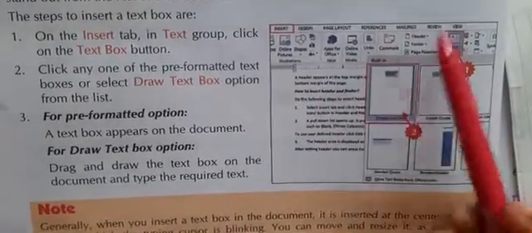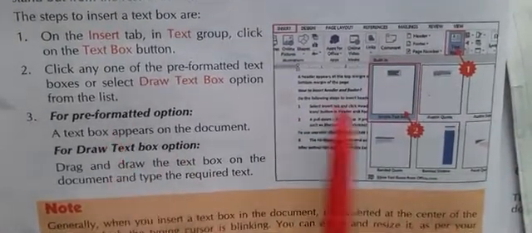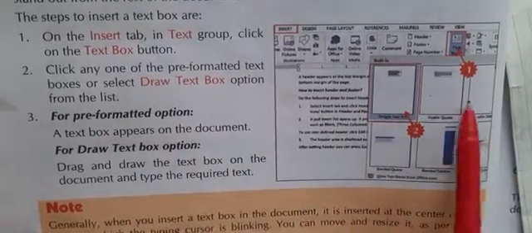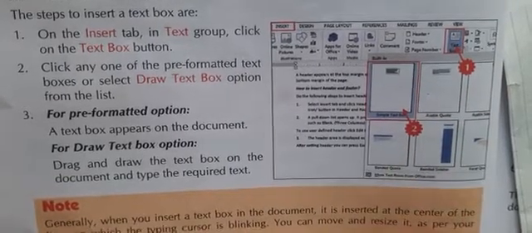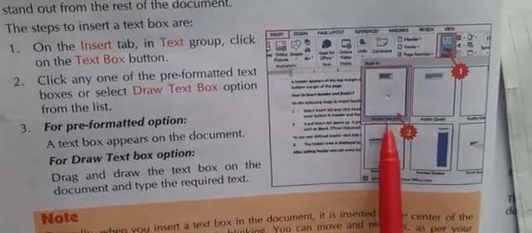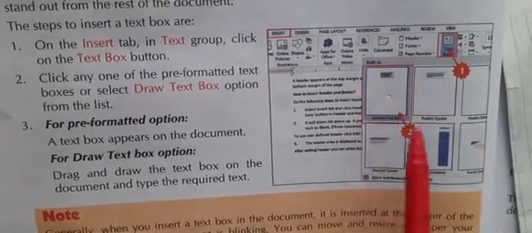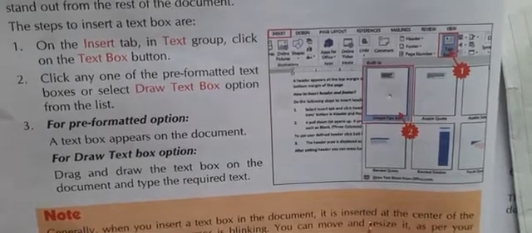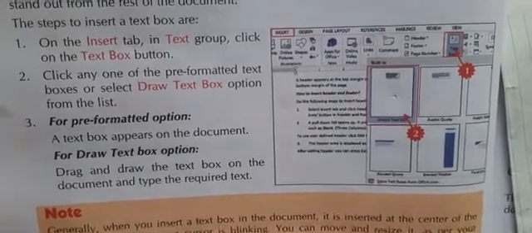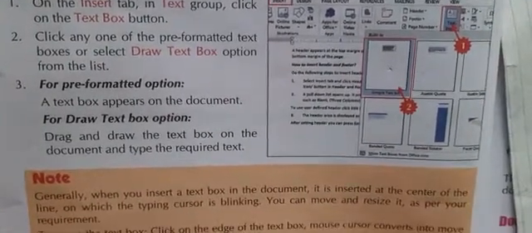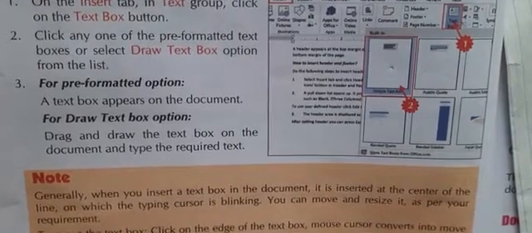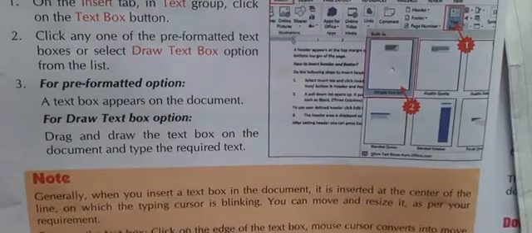We can draw text boxes also. If we select a pre-formatted option, suppose we have selected the single text box, then as soon as we select it, the text box will appear on the document. And if we want to draw a text box, we will drag and draw it on the document, and then we will type the required text.